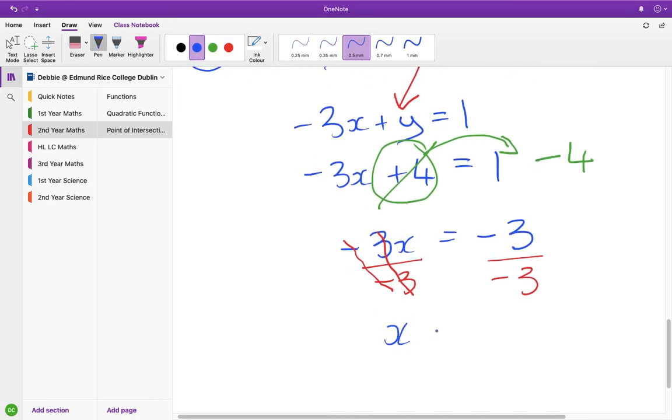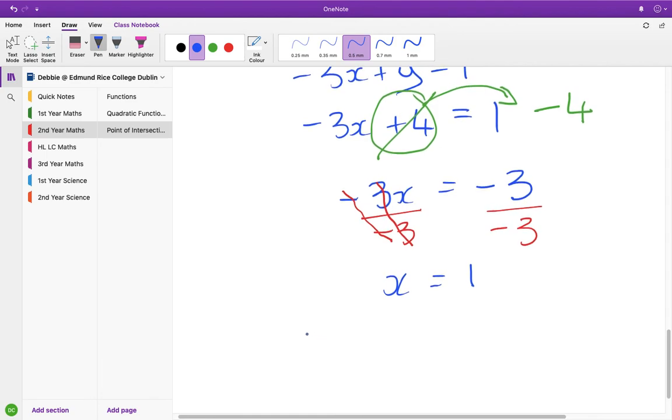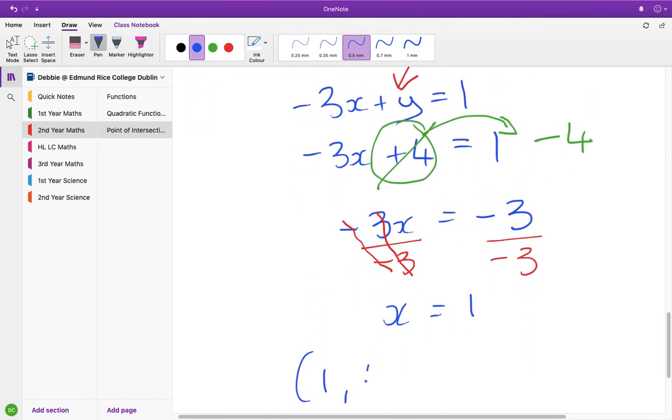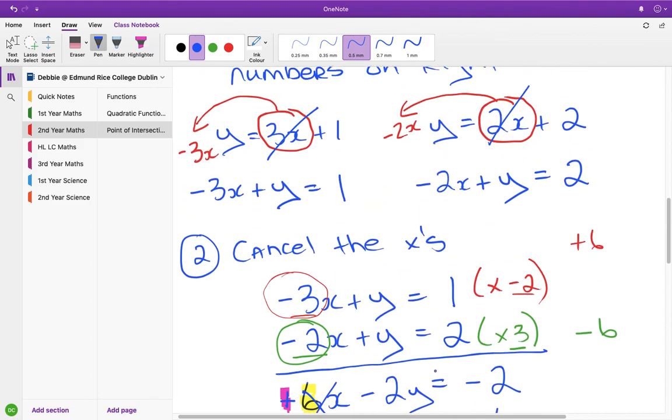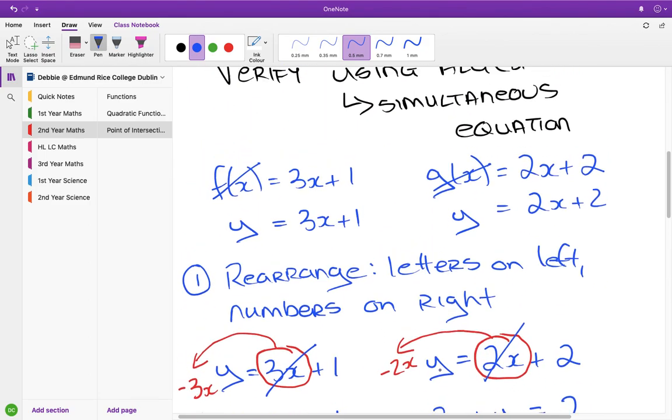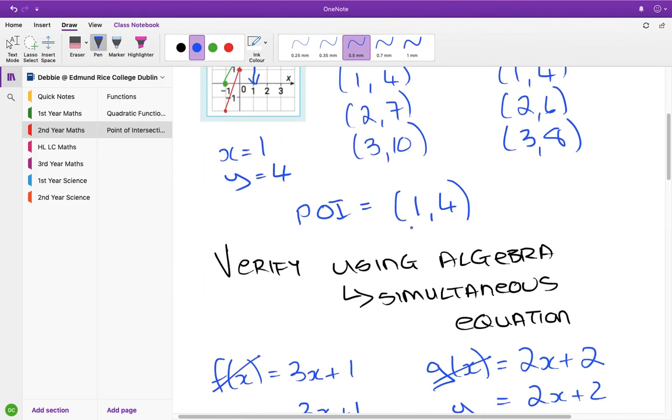So x equals, and minus 3 divided by minus 3 is 1. So I got x equals 1 and y equals 4 as my point of intersection. And if I scroll all the way back up to my graph, my point of intersection was 1 and 4.